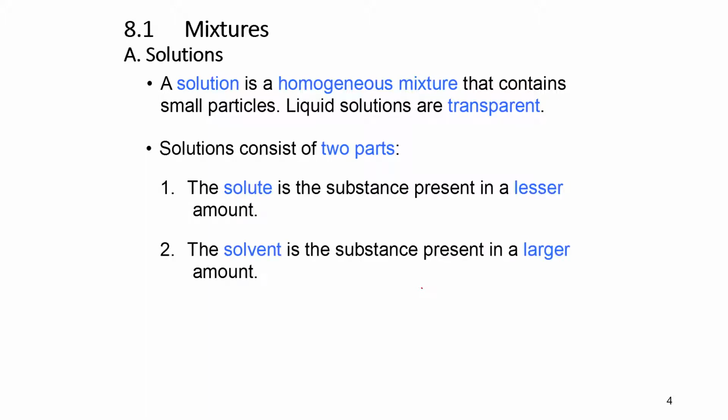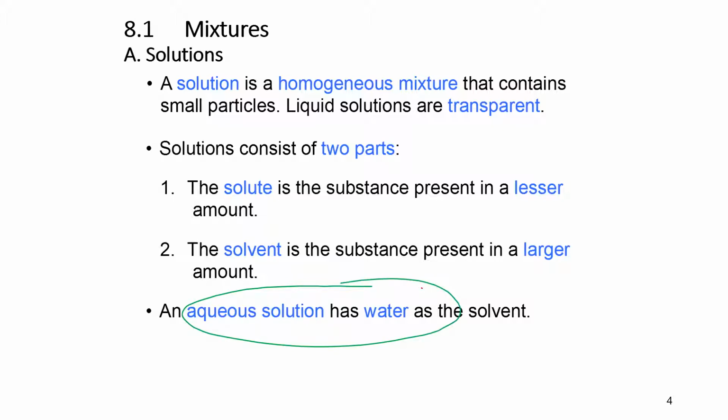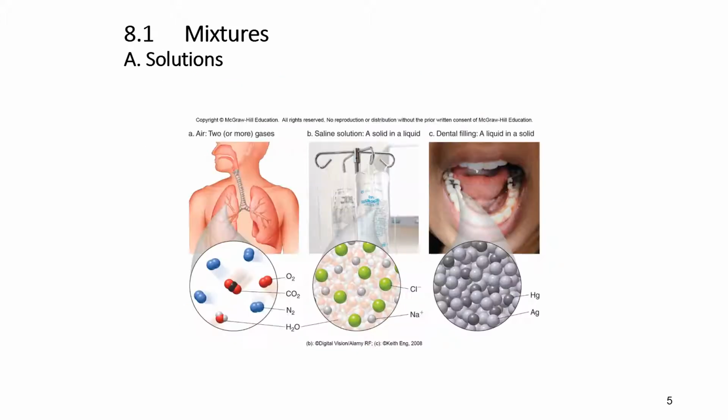Solute is usually in the lesser amount. Solvent is usually in the larger amount. And an aqueous solution specifically is one in which water is the solvent. Sometimes you won't hear that water is the solvent. Usually it will be said "in aqueous solution," and then you would know that water is your solvent.